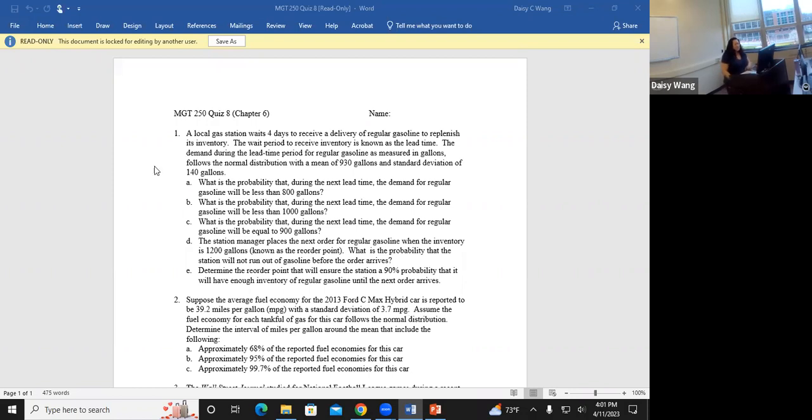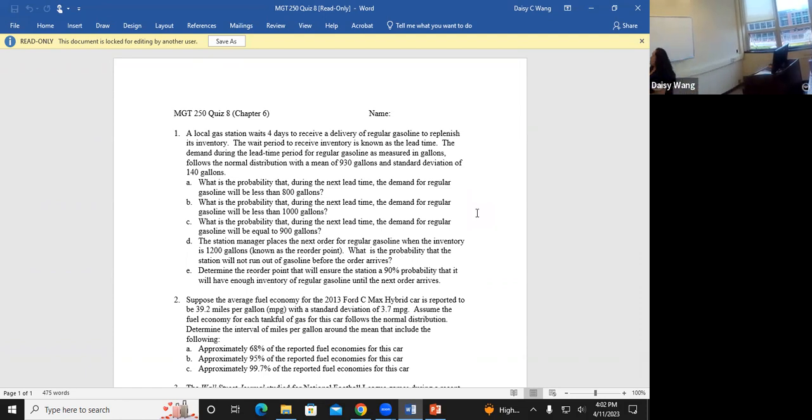So this one, the local gas station: wait 4 days, receive delivery of regular gasoline to replenish the inventory. The wait period, from ordering to receiving inventory, is known as lead time. Demand during lead time, during these 4 days, measured in gallons, follows the normal distribution. The average is 930 and the standard deviation is 140. So what's the probability that during the lead time, during the 4 days, the demand for regular gas will be less than 800?